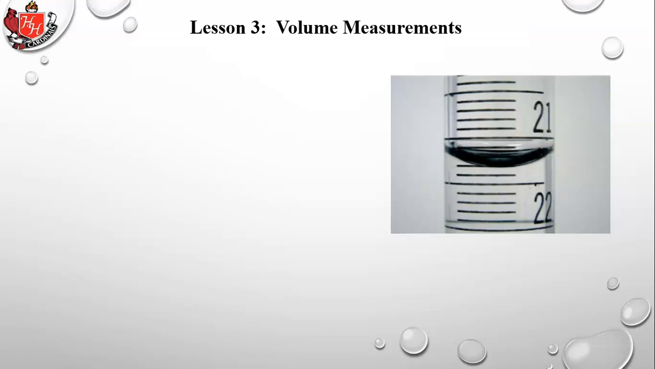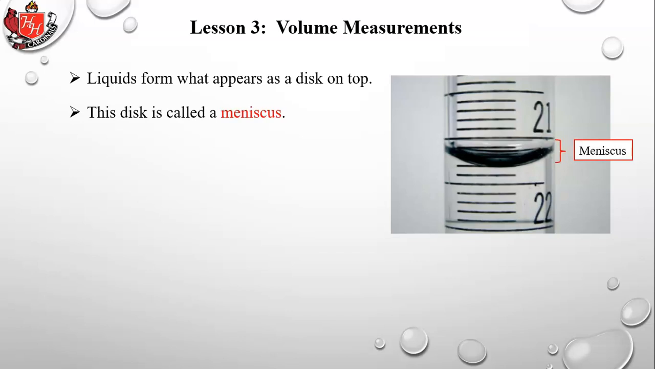Okay, now this is a piece of glassware called a burette, and you use it to do what are called titrations, where you drip, drip, drip a solution out. So we're going to learn how to read this. Liquids form what appears to be a disc on top. You see how it looks like there's a little plate or a bowl or a disc up there. The disc is called a meniscus, and you can see that it has a thickness to it.